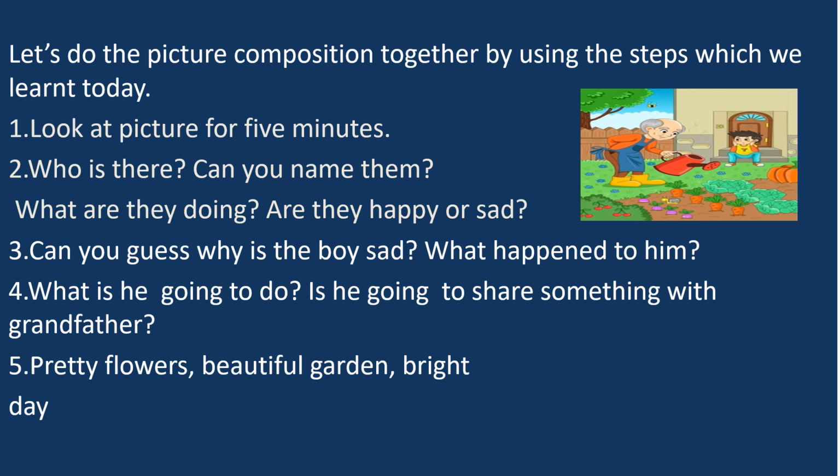Now let's do a picture composition together by using the steps which we have just learned. We have the same picture here, the picture of a garden area or a lawn. First, you're going to look at the picture for at least 5 minutes. You're going to notice all the details and observe very carefully.